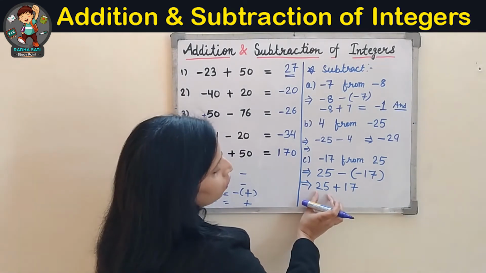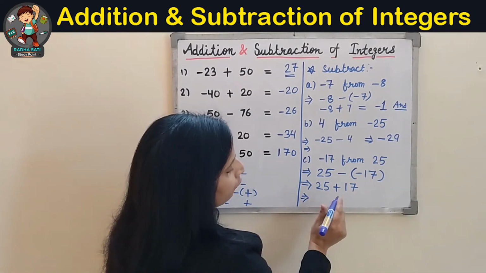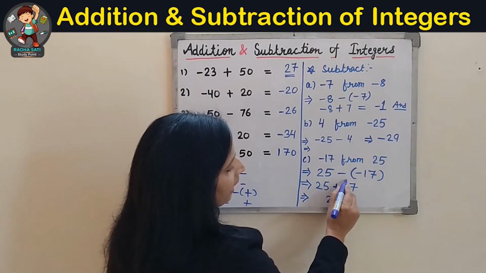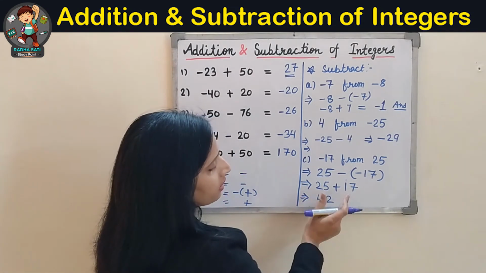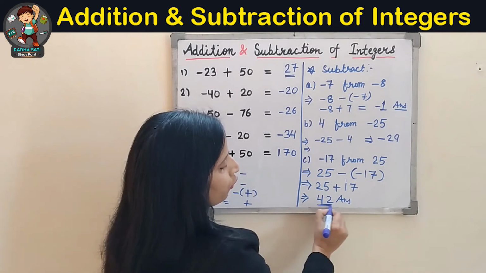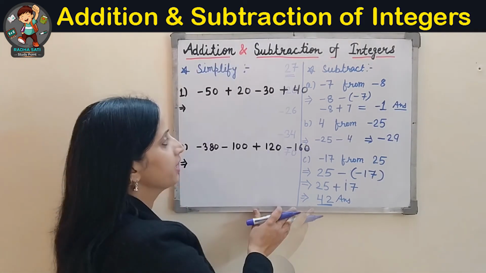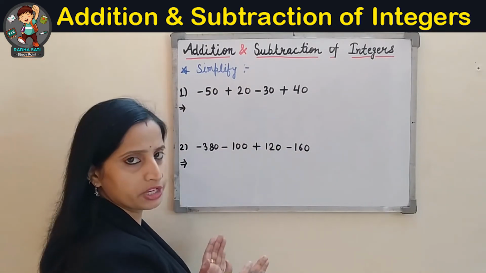Okay. So 25 plus 17. 7 plus 5, 12. 1 we will carry. And 4, 2. Both are positive integers. So no need to put the plus sign here. Our answer will become 42. Now we will solve some questions of simplification based on mixed rules.